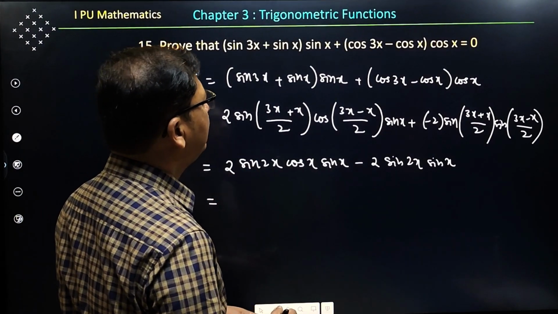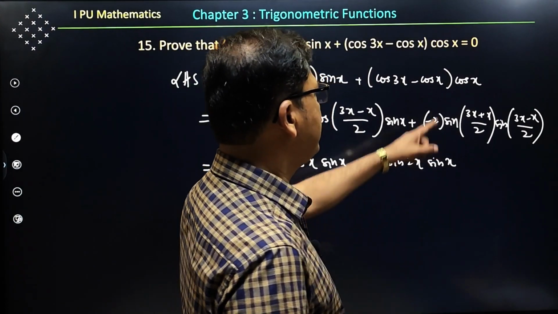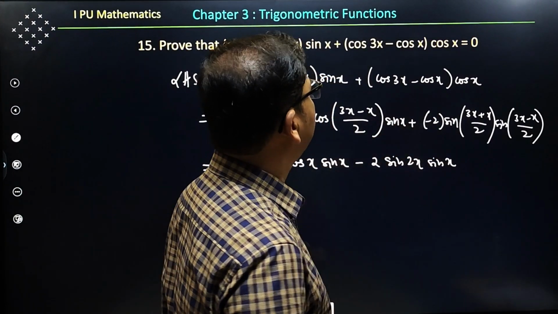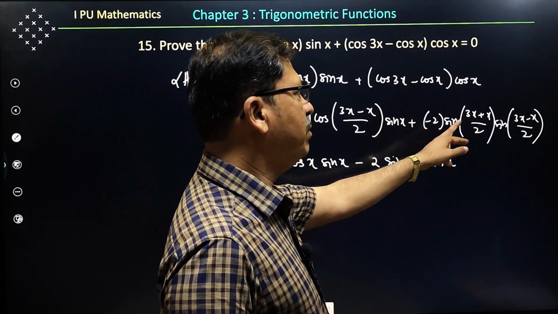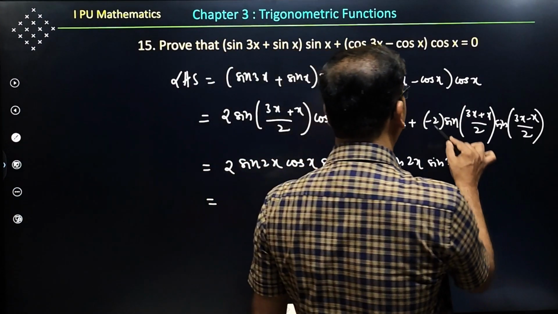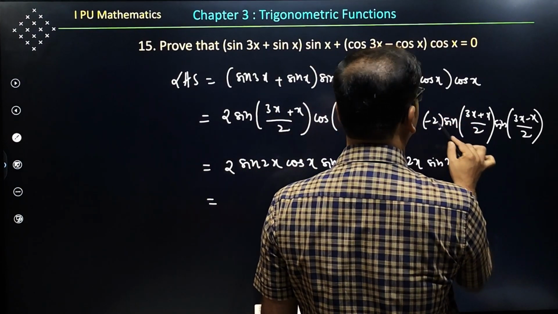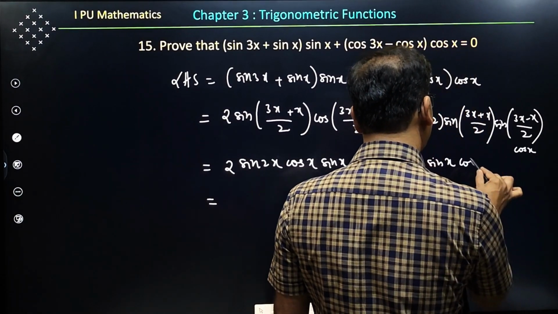Any mistake here? Plus outside cos x is there, that I have not written here. You see, for this we have applied cos c minus cos d, minus 2 into sin c plus d divided by 2 into sin c minus d divided by 2. Outside cos x is there, that cos x is to be maintained here. Into cos x, you need to write here. So this cos x will come here.